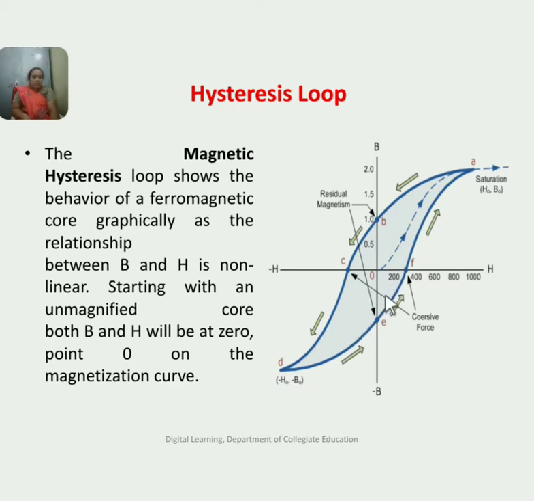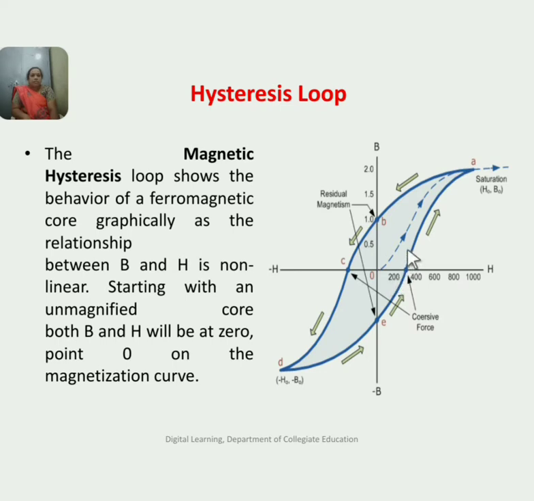Again reversing this current, then what happens this time? Here we are applying the current in the positive direction, which causes the magnetic flux to reach 0. Magnetic flux reaches 0, but at this point H has some value, and it is represented at the point F on the curve.